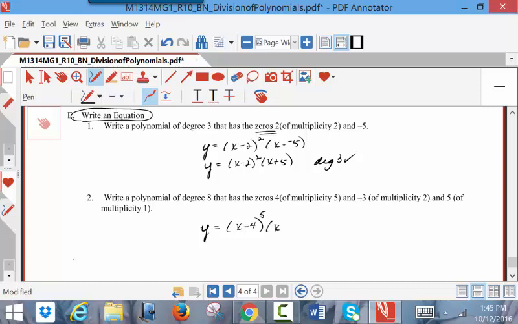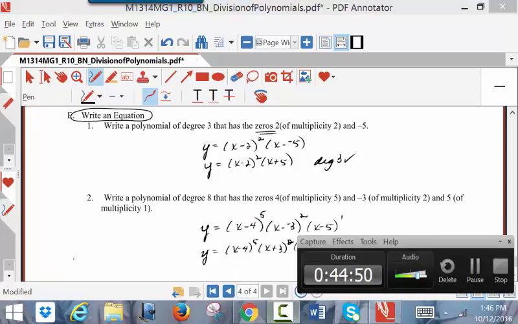Then you have a negative 3, and you're subtracting these things. A multiplicity 2, and then you have a 5 of multiplicity 1. So this becomes x minus 4 to the 5th, x plus 3 squared, x minus 5. Is that an 8th degree polynomial? Yes. Okay, you're good. Now we're done. How'd you get x minus? It's always subtraction. It has to be subtraction, and that'll make sense a little bit later.